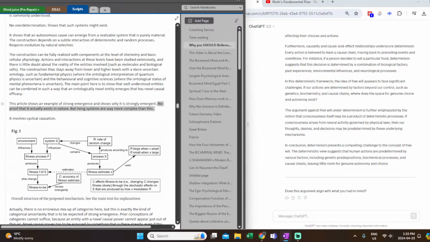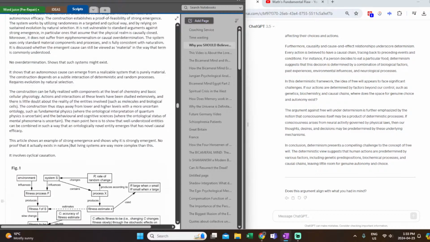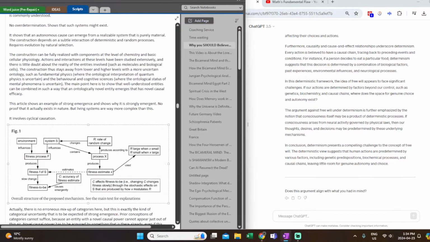I wrote no proof that this exists in nature, but I think I meant more that this theoretical construction is a one-to-one mapping between natural phenomena and this model. Having understood this better, I do agree now that this definitely exists, because basically what this is showing is, imagine a system.